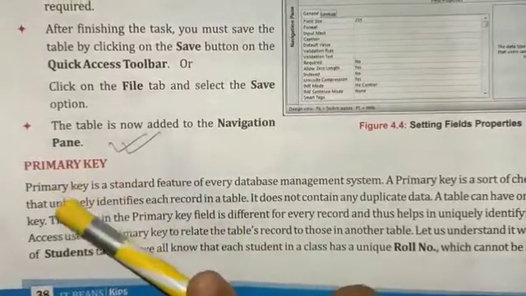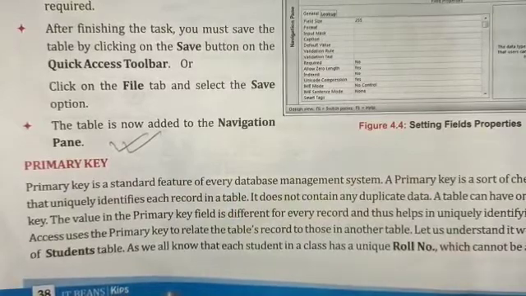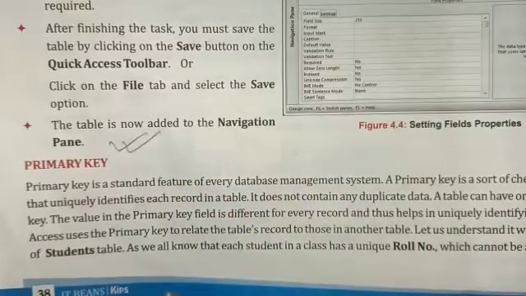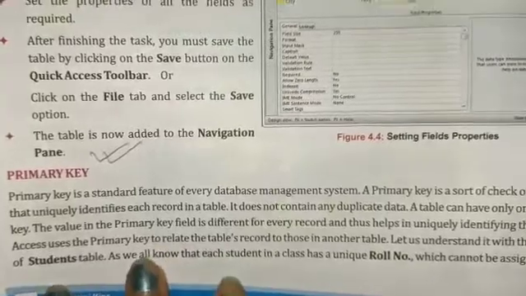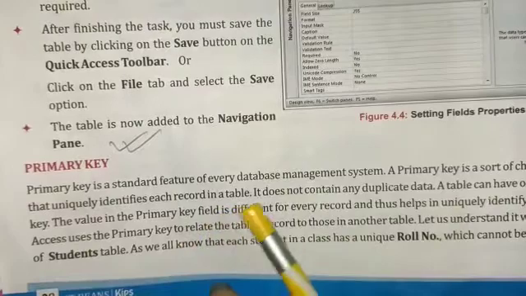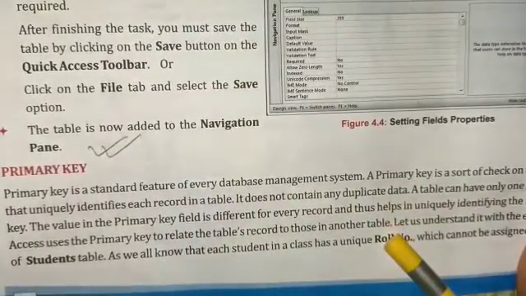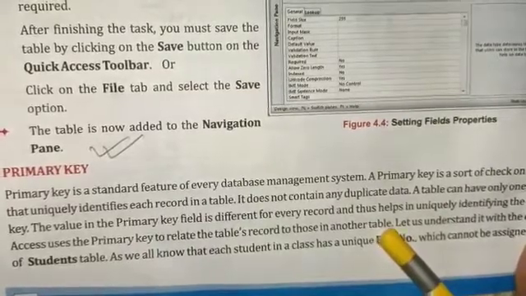Primary key. Primary key is a standard feature of each and every database management system. Primary key is a sort of check to the table that uniquely identifies each and every record in a table.